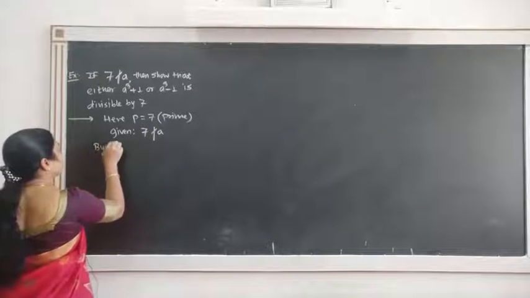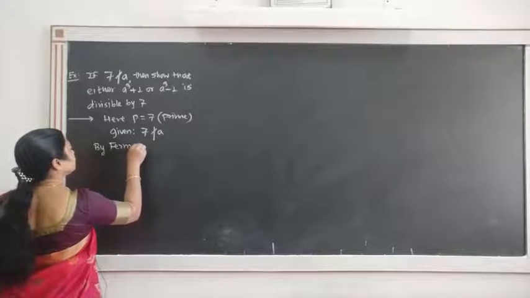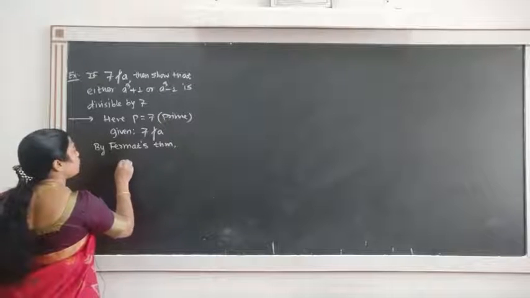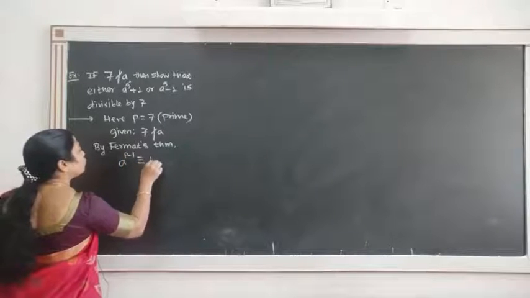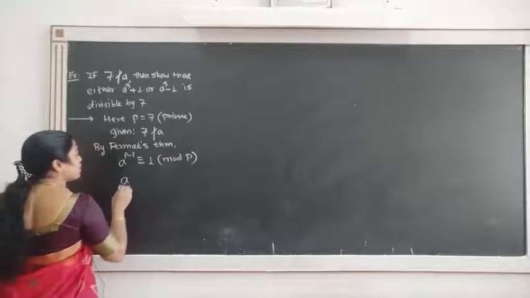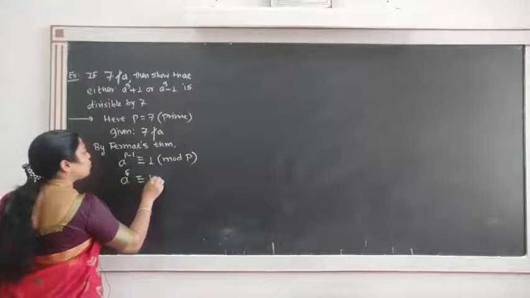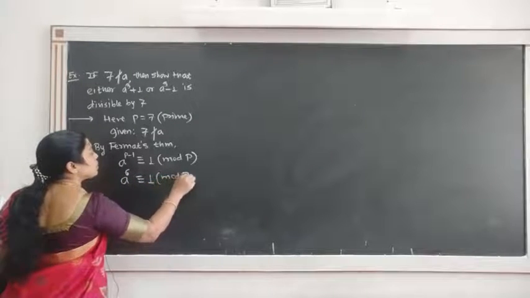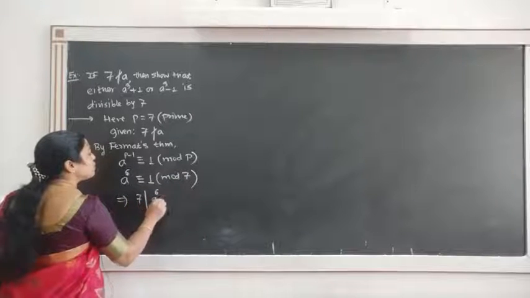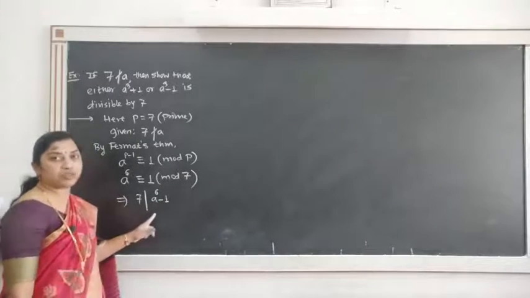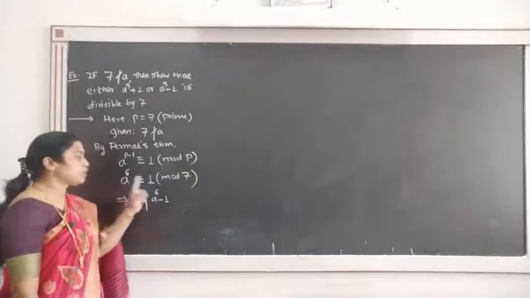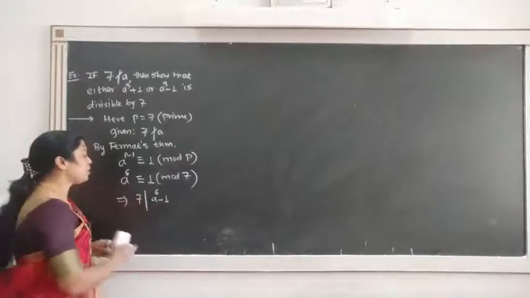So use Fermat's theorem. By Fermat's theorem, a raised to p minus 1 is congruent to 1 modulo p. Here a raised to p minus 1, 7 minus 1, that is 6, is congruent to 1 modulo 7. This implies that 7 divides a raised to 6 minus 1. By definition of congruence, a is congruent to b mod n if n divides a minus b. So 7 divides a raised to 6 minus 1.